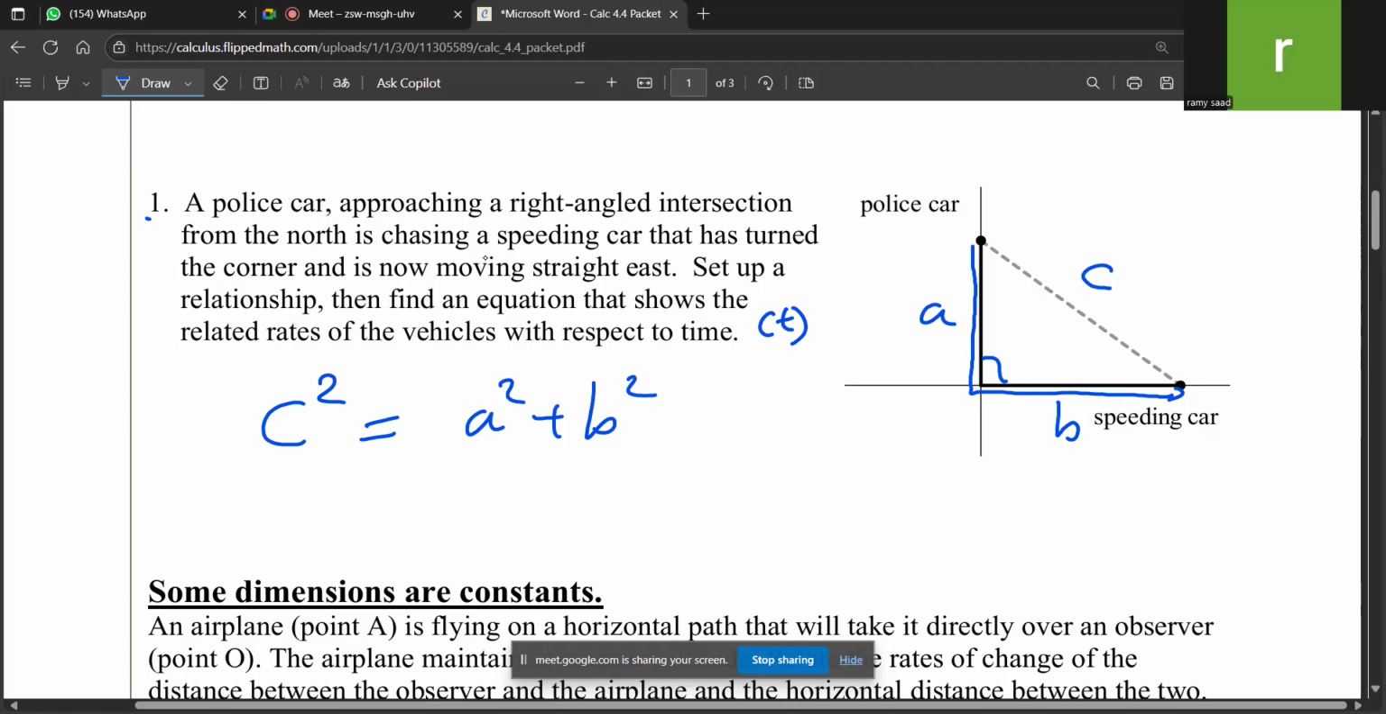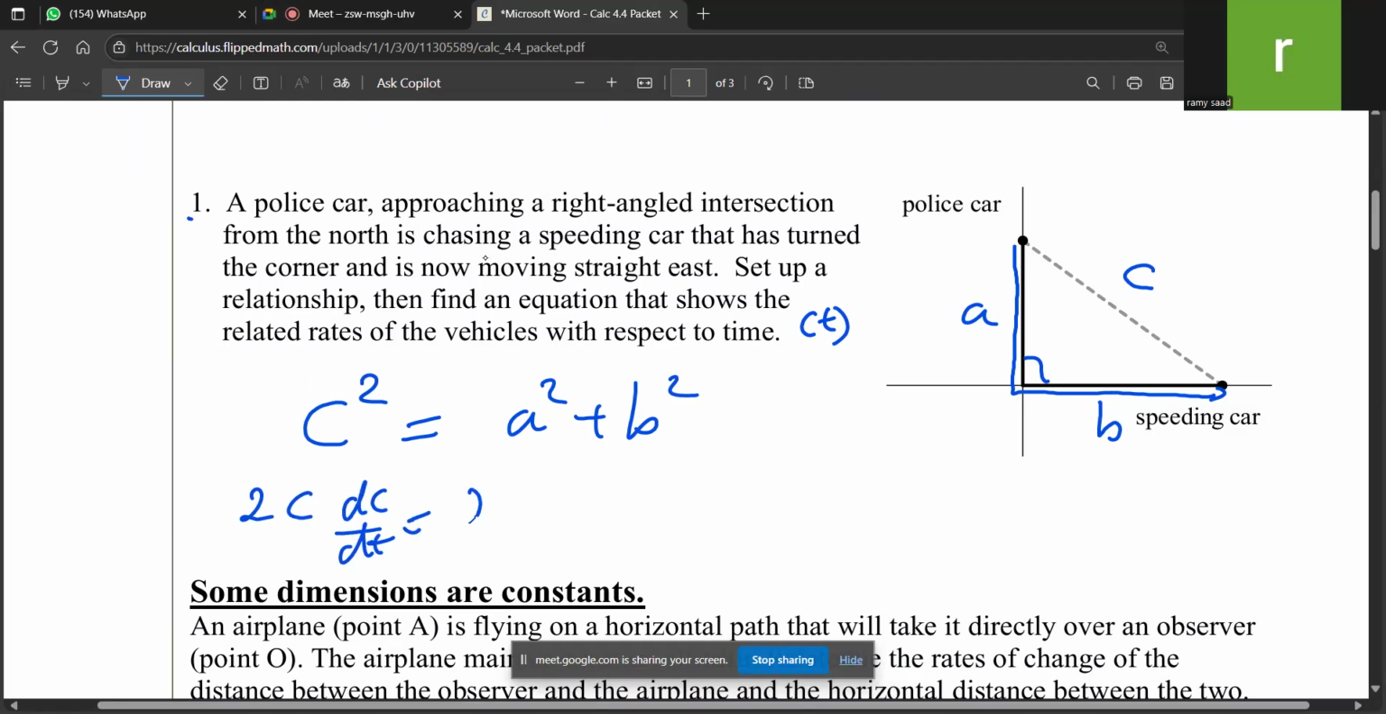So C squared, if we do an implicit differentiation, will be 2C dC over dt. And A squared will be 2A dA over dt. B squared will be 2B times dB over dt. So this is the implicit differentiation. That's it. This is how we solve a question like that.